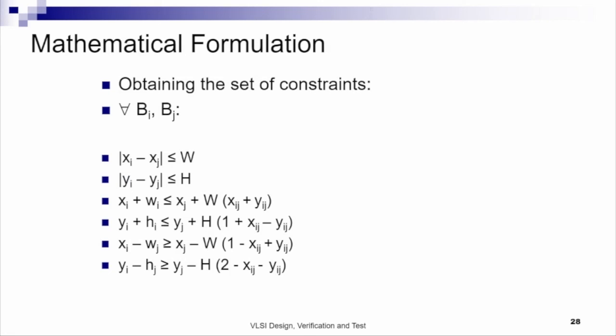Similarly, for the fourth constraint, yi minus hj will be greater than or equal to yj minus 2h will be trivially true. Likewise, we will see that one of the constraints, depending on what we want a block to be placed on top of one, on top of the other, on the right of the other, below the other, or to the right of the other. Based on that, one of these constraints will be non-trivially true. We have to make it true. The other constraints will be trivially true. And if any one of these constraints are satisfied, we know that these two blocks will never overlap.